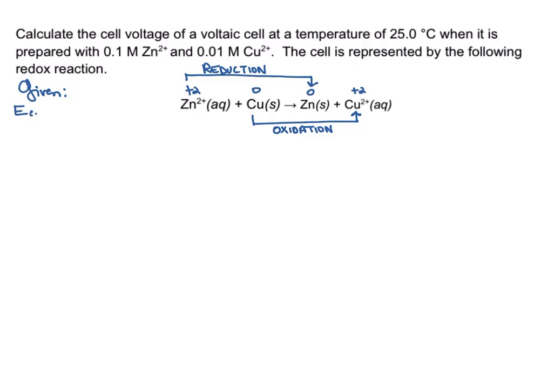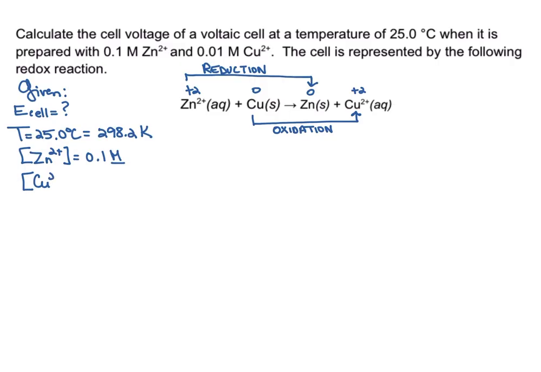The next thing I want to do is list my given table. We're asked to calculate the cell voltage. We have temperature, but temperature is in Celsius. I'm going to have to convert this to Kelvin. We also have the concentration of zinc 2 plus, and we have the concentration of copper 2 plus. We also have our constant R, and our constant F.